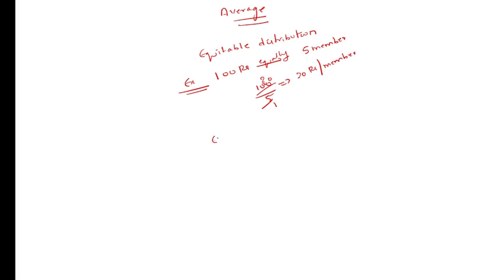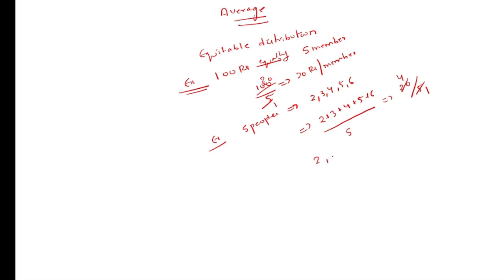If you take another example, there are 5 people whose observations are 2, 3, 4, 5 and 6. We have to find the average of these 5. Then we get the sum of observations, 2 plus 3 plus 4 plus 5 plus 6, divided by 5. That is 5, 10, 14, 20. 20 divided by 5, 5 fours are 20. So the average is 4.